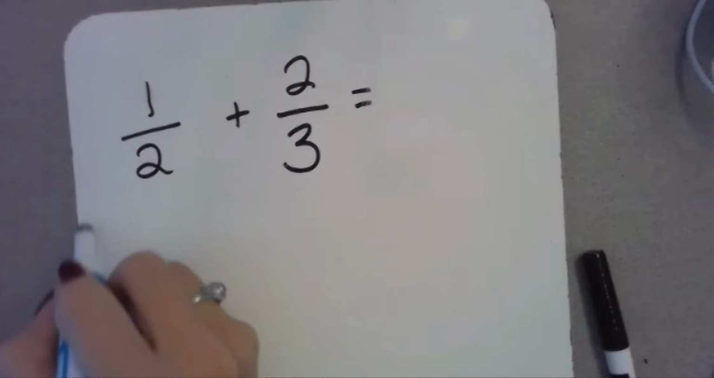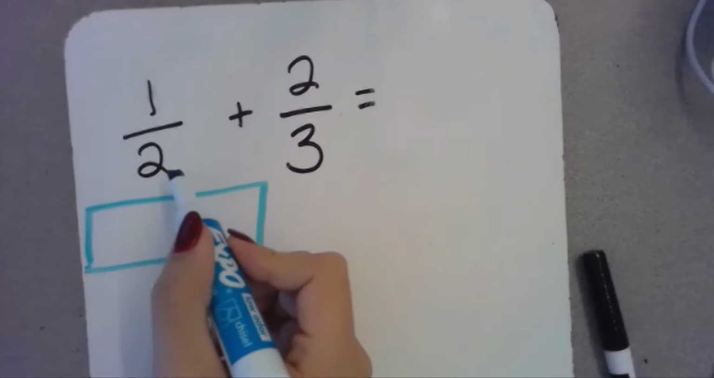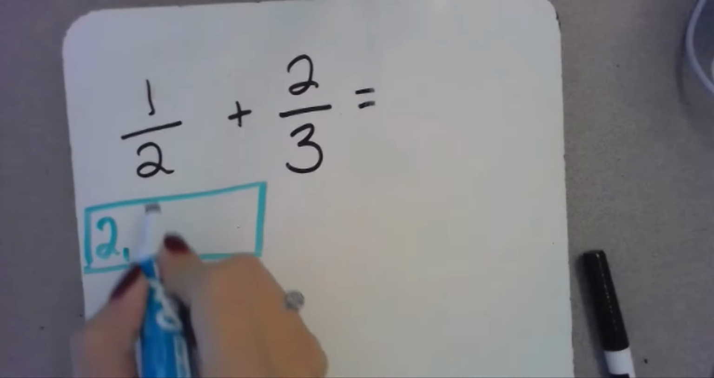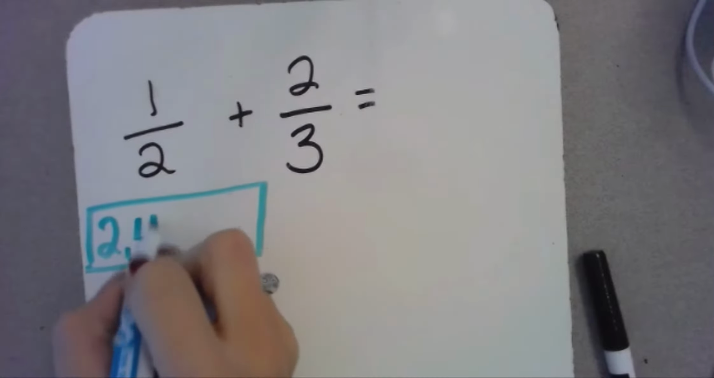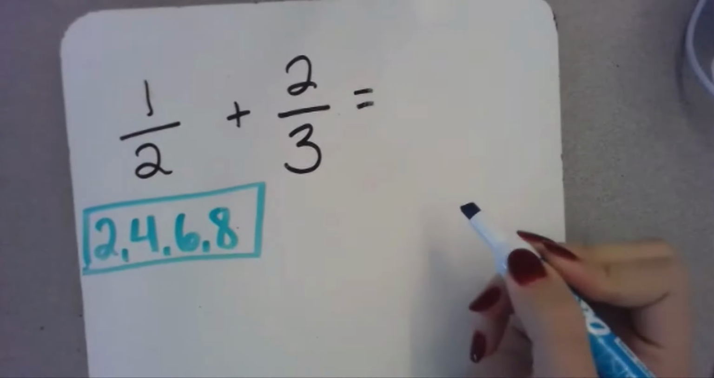If I were to say, okay, let's skip count by 2. Let's find the multiples of 2. I would say, okay, 2 times 1 is 2. 2 times 2 is 4. 2 times 3 is 6. 2 times 4 is 8, and so on.